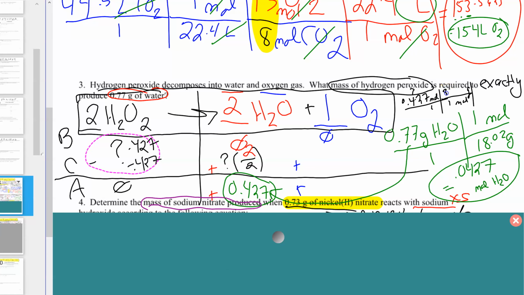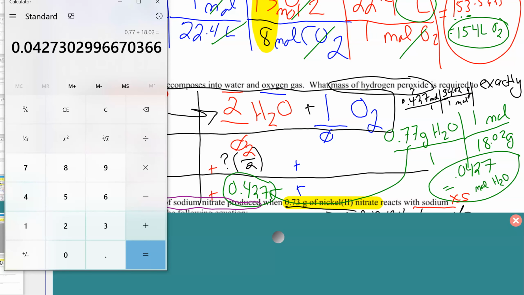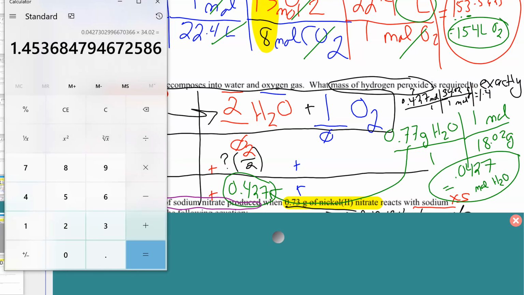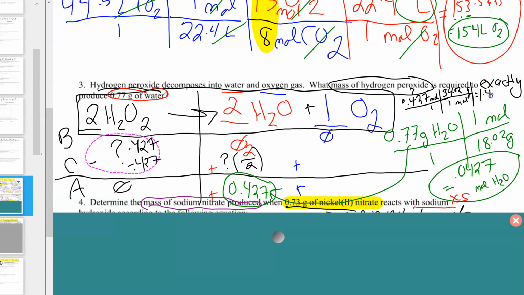So 34.02. Let's take our calculator. We still have that same value in there, times 34.02. That's going to give us 1.453. And that's going to be grams of hydrogen peroxide.